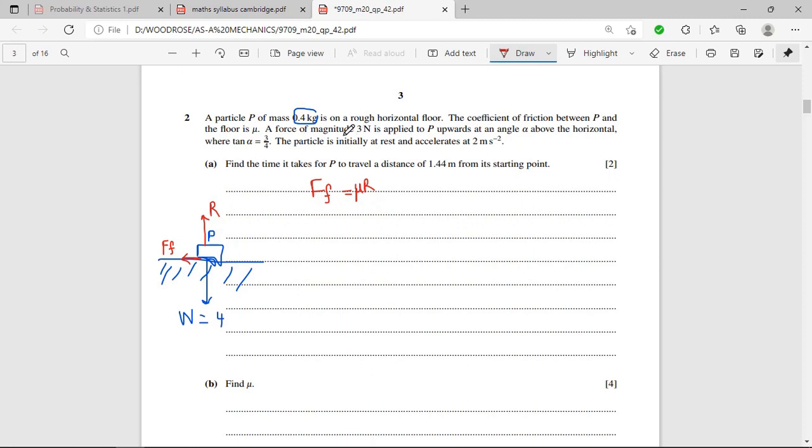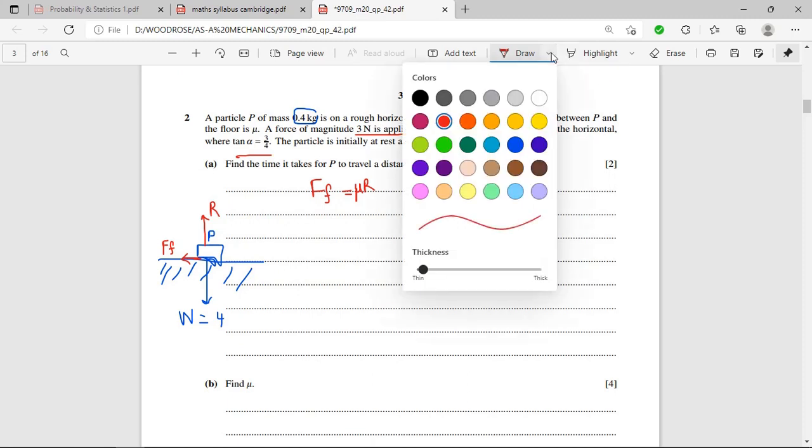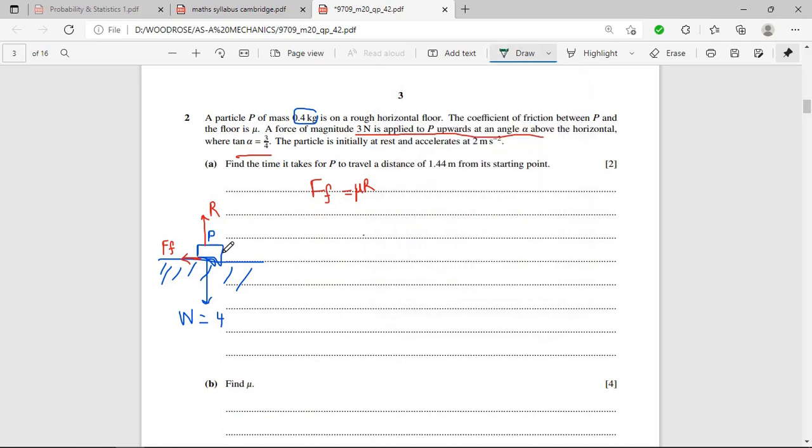Then a force of magnitude 3 newtons is applied to P upwards at an angle of alpha to the horizontal, where arctan of alpha is 3/4. Right. So let's indicate the force here. We have a force of 3 newtons, which is applied here, and it is applied at an angle of alpha. Here will be our angle alpha to the horizontal, where tan alpha is this, right? I want you to take note of this.